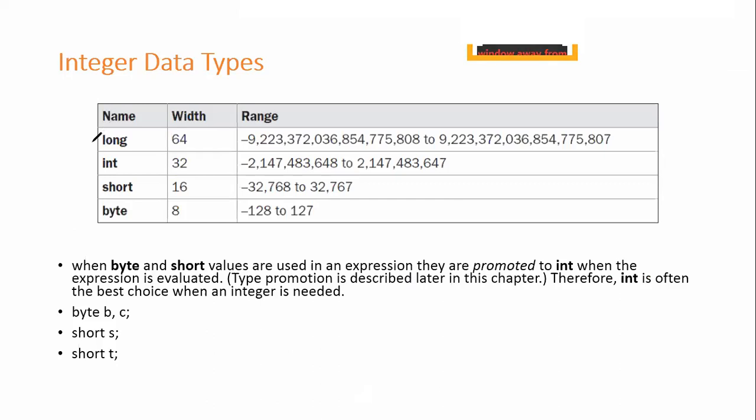That is long, int, short, and byte. See, what is the width of this long? The width is nothing but how much memory is allocated for a variable of long type. So, for example, let us assume I have declared a variable called int a.